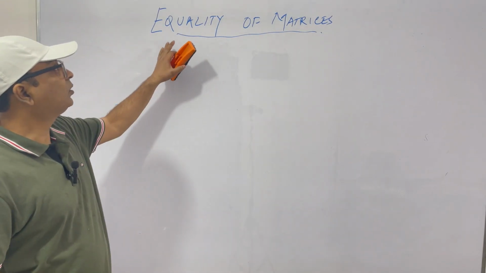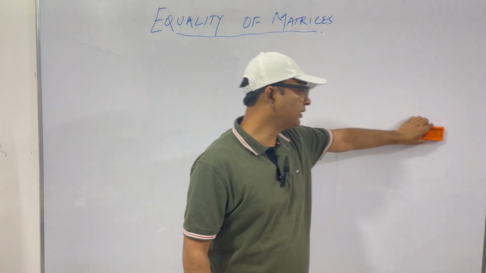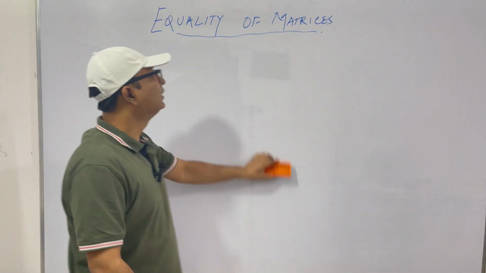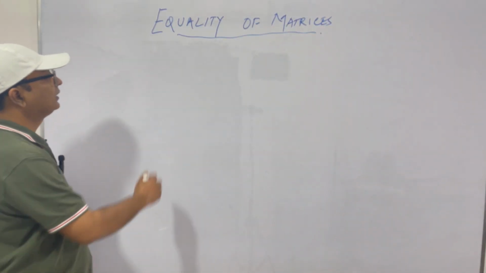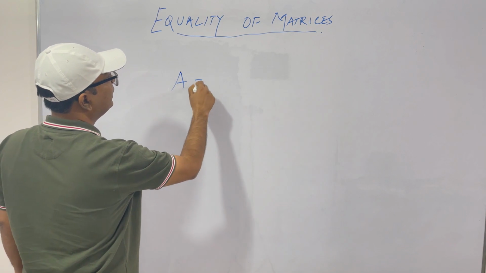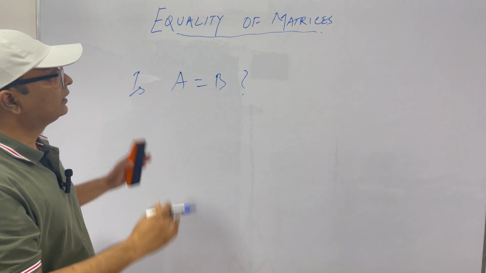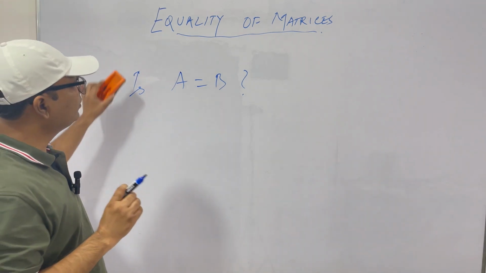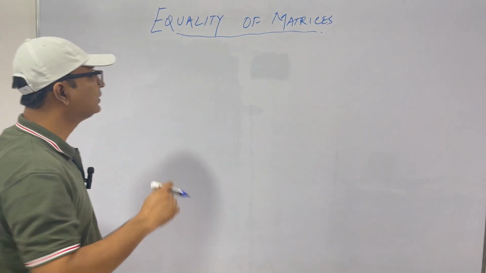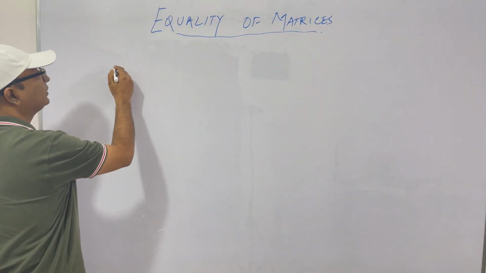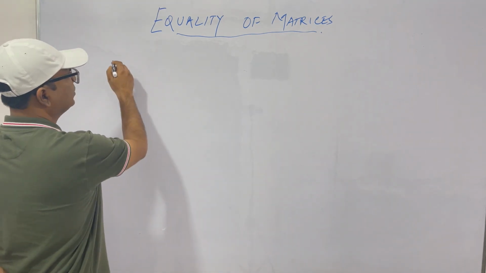So as you can see, our topic is equality of matrices. We have seen the definition of matrix, we have seen different types of matrices. So equality of matrices, what is the meaning of equality of matrices? Is A equal to B? When can we say that two matrices are equal? So there are two conditions. Without wasting time, let's come to the definition part.